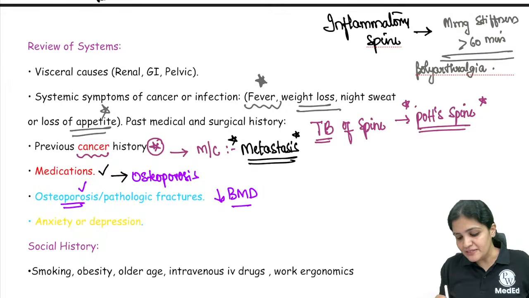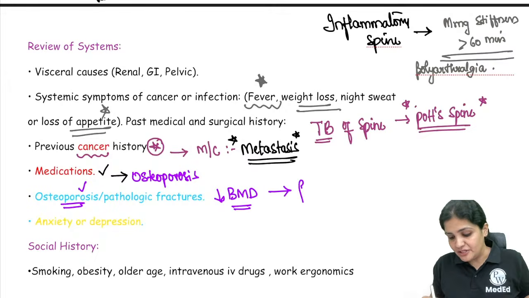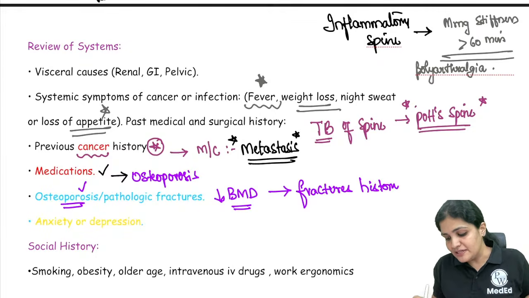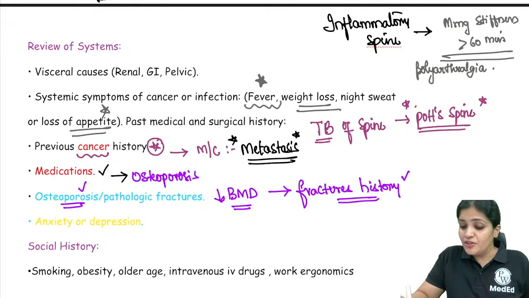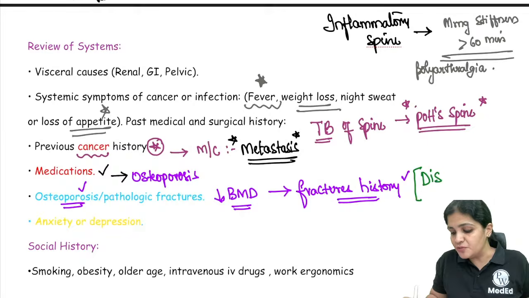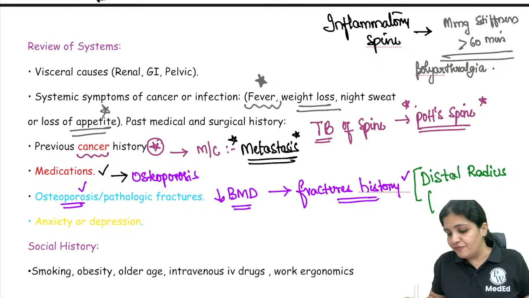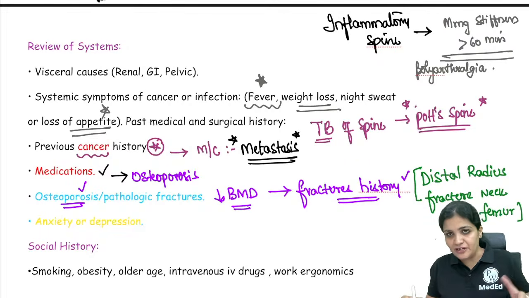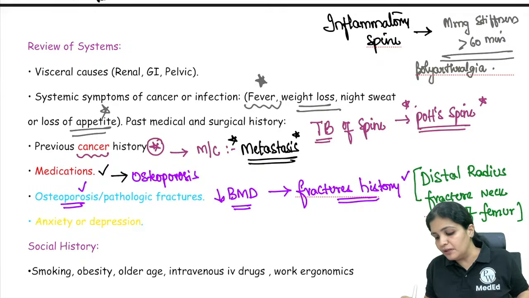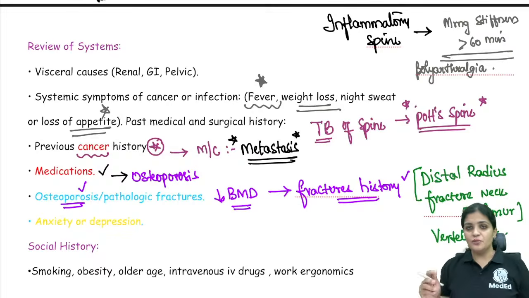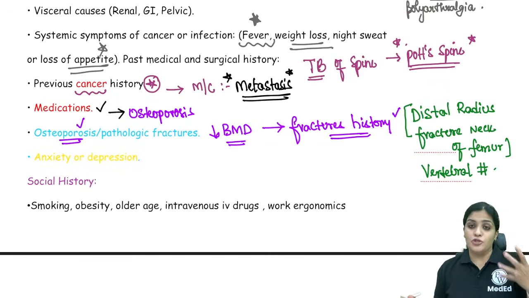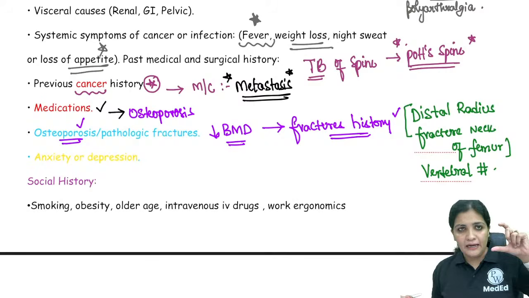So how do you ask this? You ask whether there are any fractures previously. So you will ask history of any fractures previously, and which ones are important. The most important fractures which you have to look for are the distal radius Colles fracture, right? And fracture neck of femur. Okay, so these are the important fractures, and if the patient is presenting with distal radius and fracture neck of the femur, you have to ask them about vertebral fractures. So these three are the fractures which are mainly seen in patients with osteoporosis, right? So this is the history which you take.